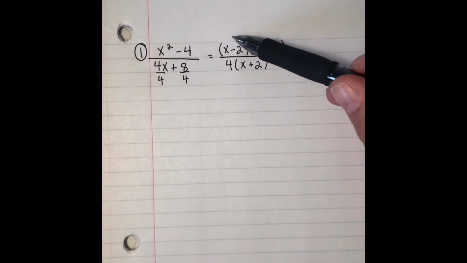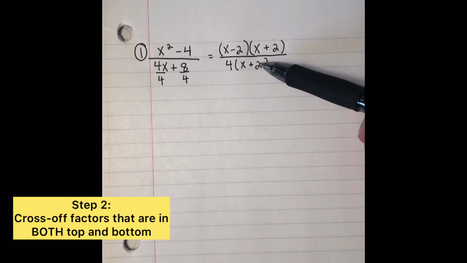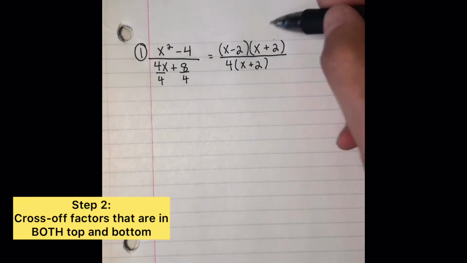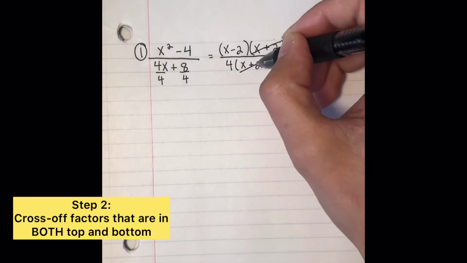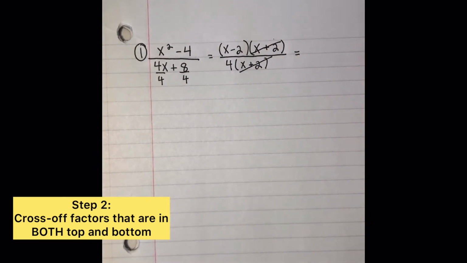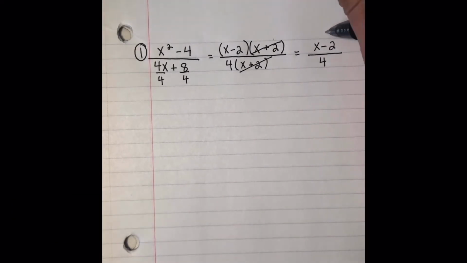Now we have a factored polynomial on top and bottom. Anything divided by itself is 1, and so x plus 2 and x plus 2 cancel out. So the simplified expression would be x minus 2 on top over 4 on bottom.